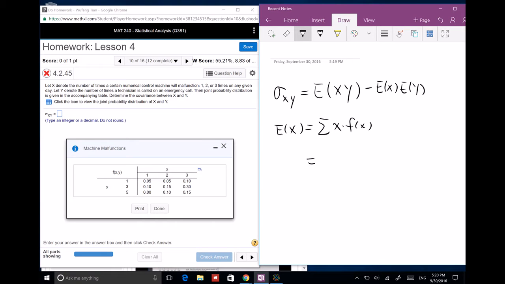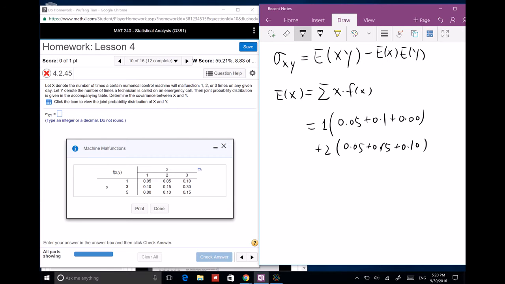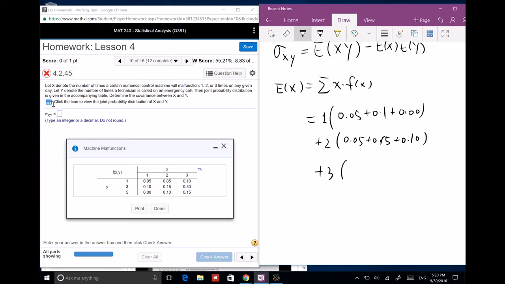The first one is x. When x equals 1, the probability equals 0.05 plus 0.01 plus 0.00. Basically, it's the first column. Plus, when x equals 2, the second column is 0.05 plus 0.15 plus 0.10. And plus, when x equals 3, the probability equals 0.1 plus 0.3 plus 0.15. And then you find the E of x.